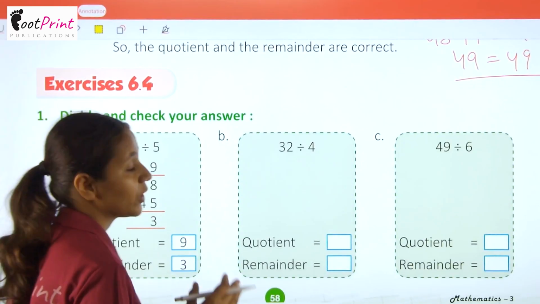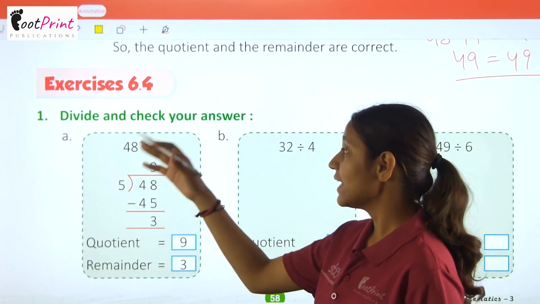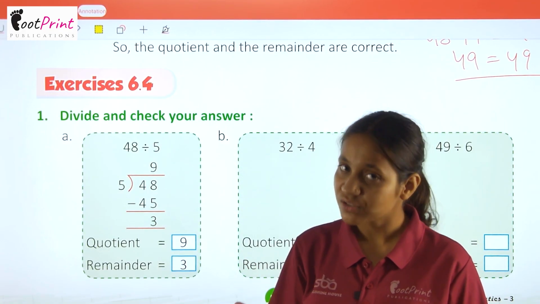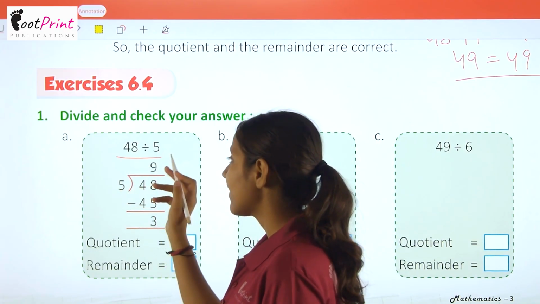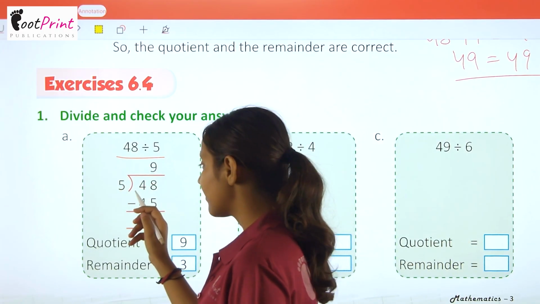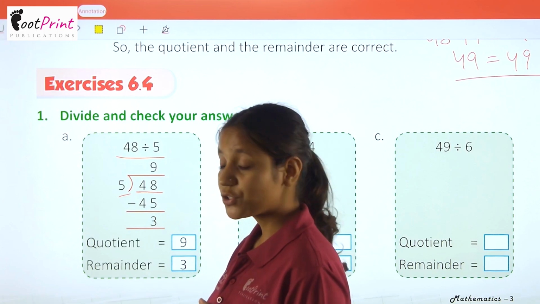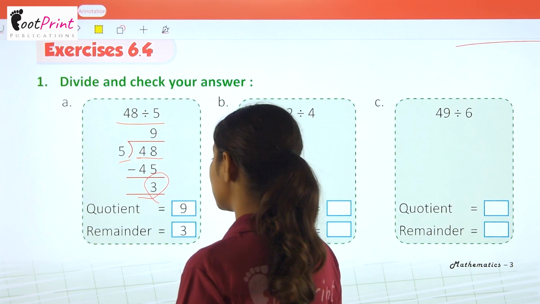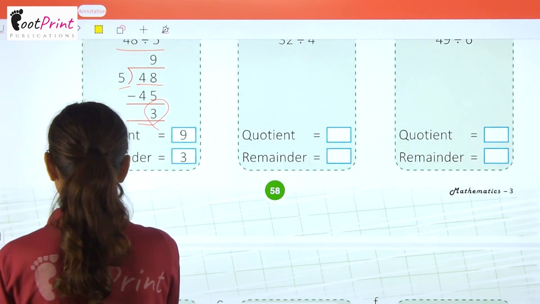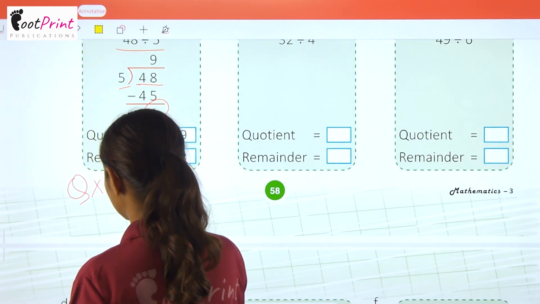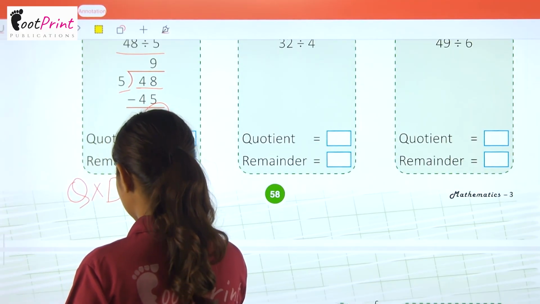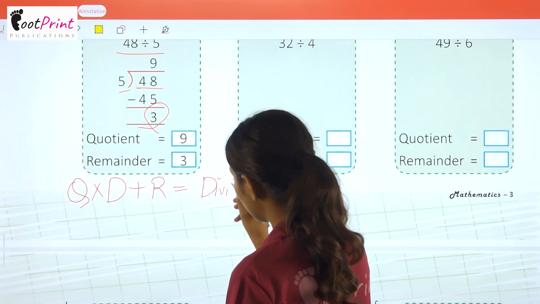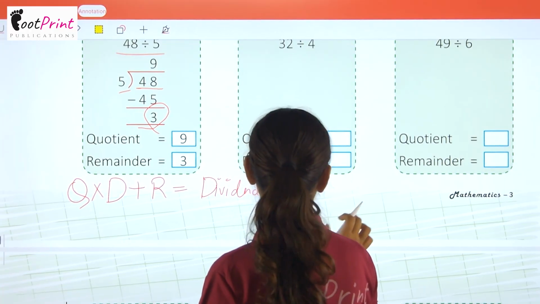Exercise 6.4. Divide and check your answer. Here we have to divide and then also check it. 48 divided by 5. So we are dividing 48 with a divisor 5 and as a remainder we are getting 3. Now we know that quotient into divisor plus remainder is our dividend. So simply write the answer.